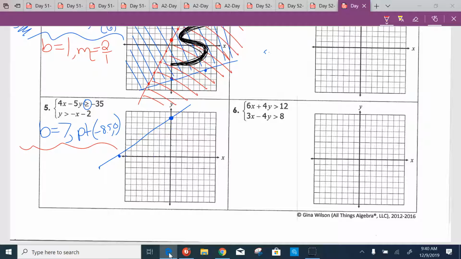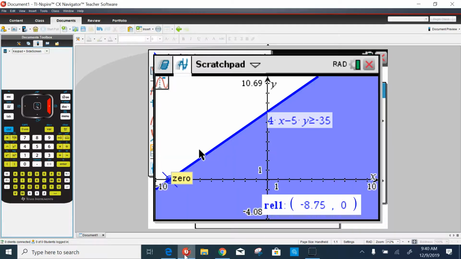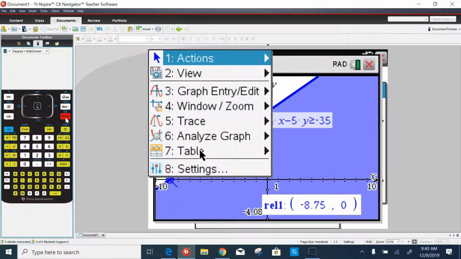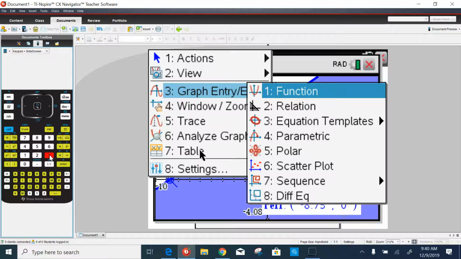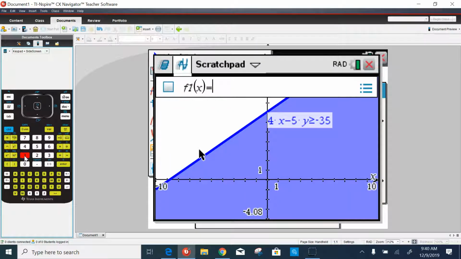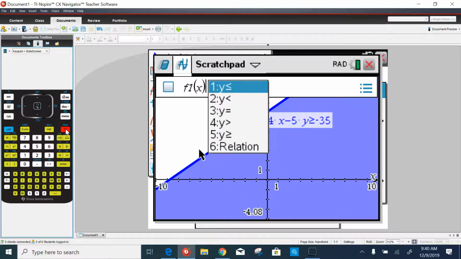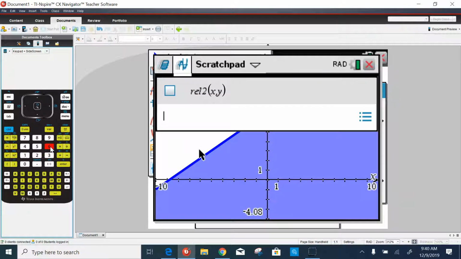Y is greater than negative x minus 2. So I can get the second line on here. Notice that my window is not on the top to write a new equation. To make that happen, I'm going to press menu, 3 for a new graph to enter in, 1 because I'm entering a function. And I'll go ahead and repeat the same process. I'll delete that out. Graph it as a relation, number 6. And then I'm going to type in y is greater than negative x minus 2.